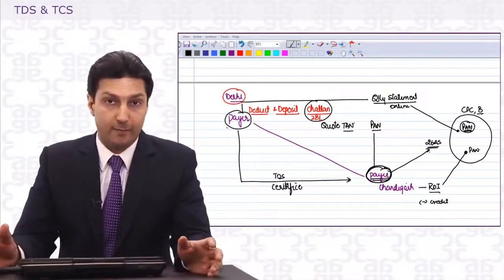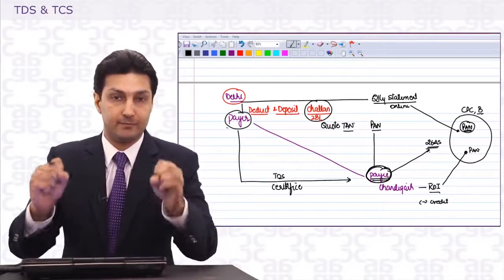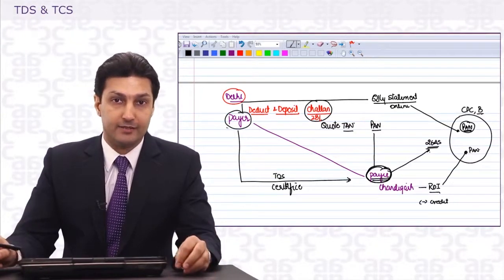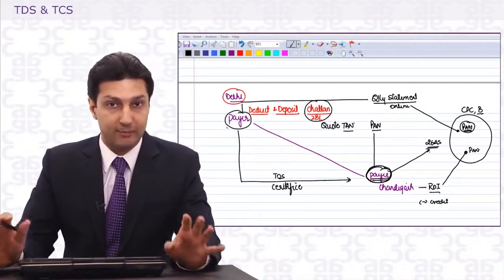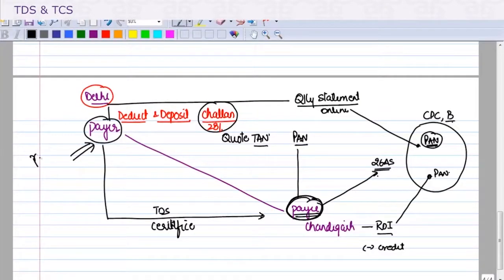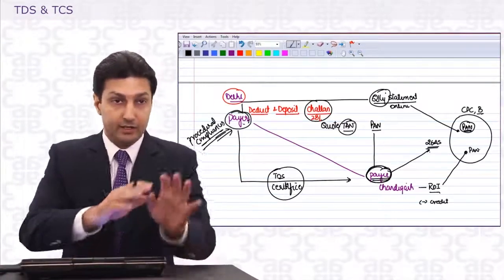Like I was saying, we will be doing the detailed provisions of filing statements, of issuance of TDS certificates, of penalties, of interest, of calculations, but that will be a separate topic. What we are understanding here is that this guy has a lot of procedural compliances. If he does not apply for the TAN number, there is a penalty. If he does not file quarterly statements, there is a penalty, there is an interest. If he does not issue TDS certificate, there is again a penalty. That means he has to be looking after all of this.